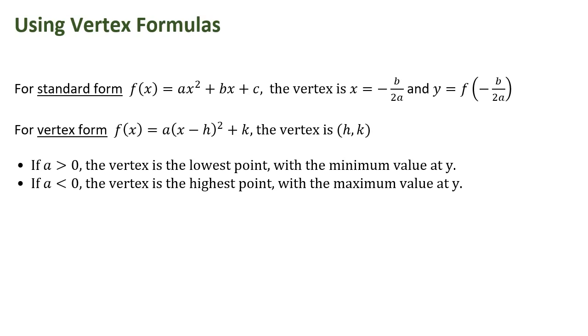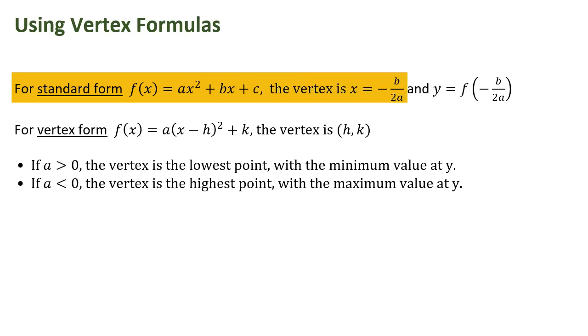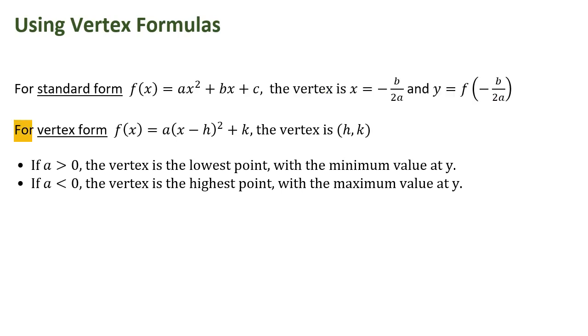Using vertex formulas. For the standard form of the quadratic, f of x is ax squared plus bx plus c. The vertex is found by substituting x equals minus b over 2a and then plugging that value of x into f to find y. If you have the vertex form, f of x equals a times the perfect square x minus h squared plus k, the vertex is just (h, k).